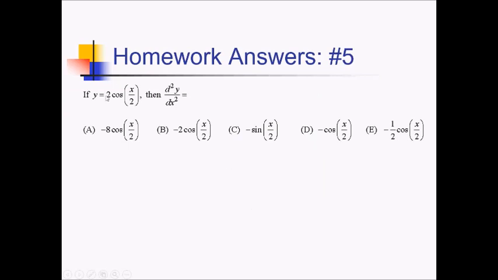On this problem, we're given y equals 2 cosine of x over 2. We want the second derivative here. So we need to take the first derivative and then take the derivative of that derivative. First derivative, we're going to have, let's see, this is a chain rule involved here, 2 times cosine of something. So that derivative would be negative 2 sine of something, sine of x over 2.